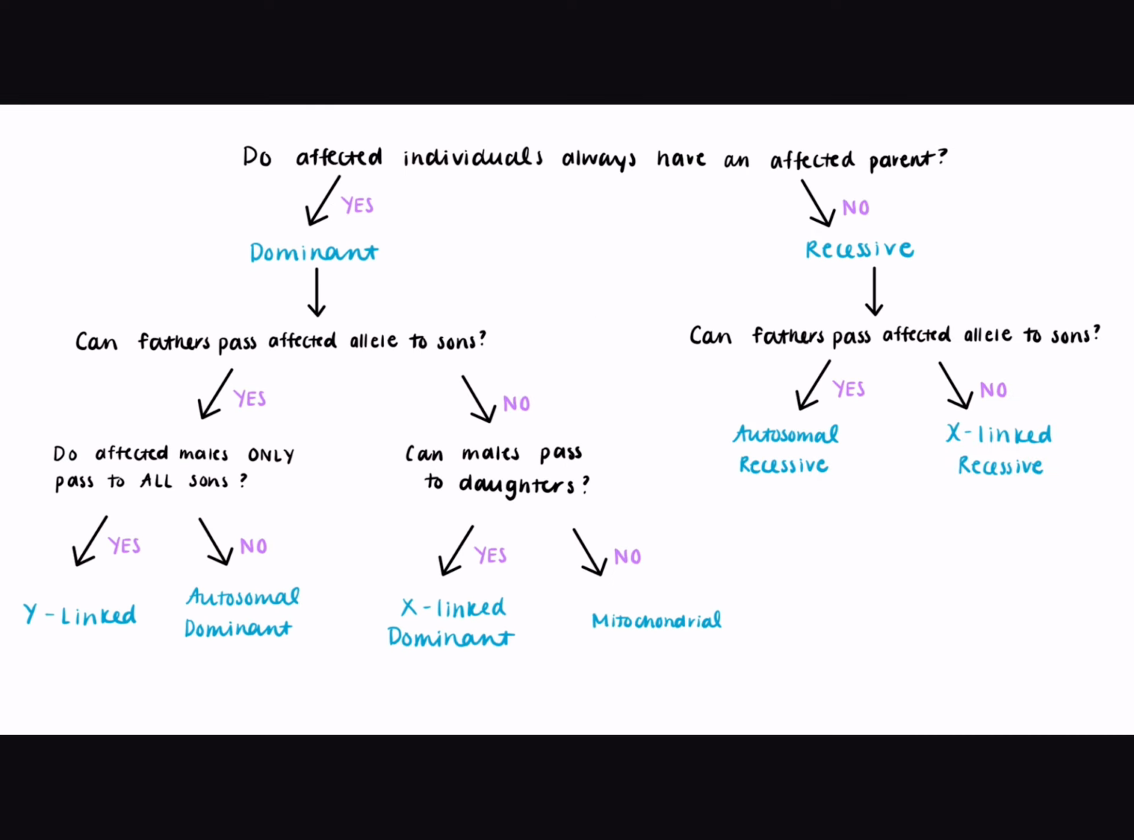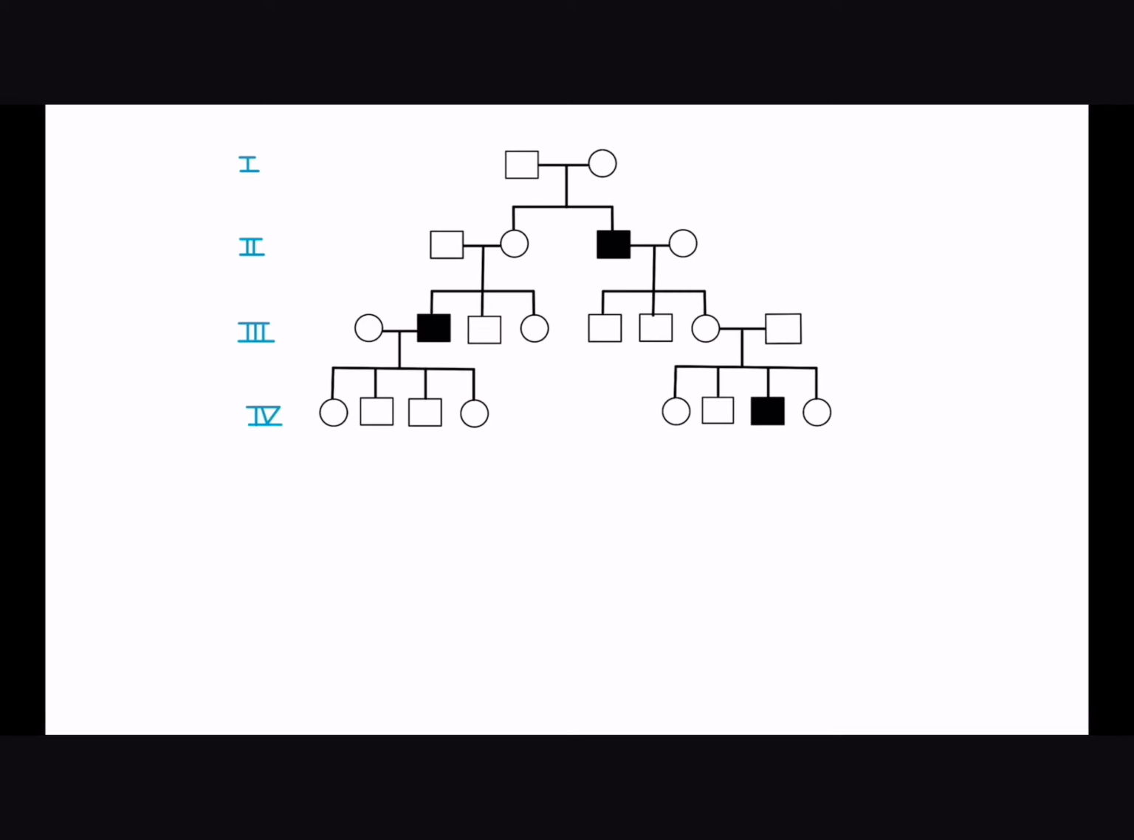Now that we have reviewed the various types of pedigrees, let's look at some practice problems to help us distinguish between the various modes of inheritance. Let's look at this example.